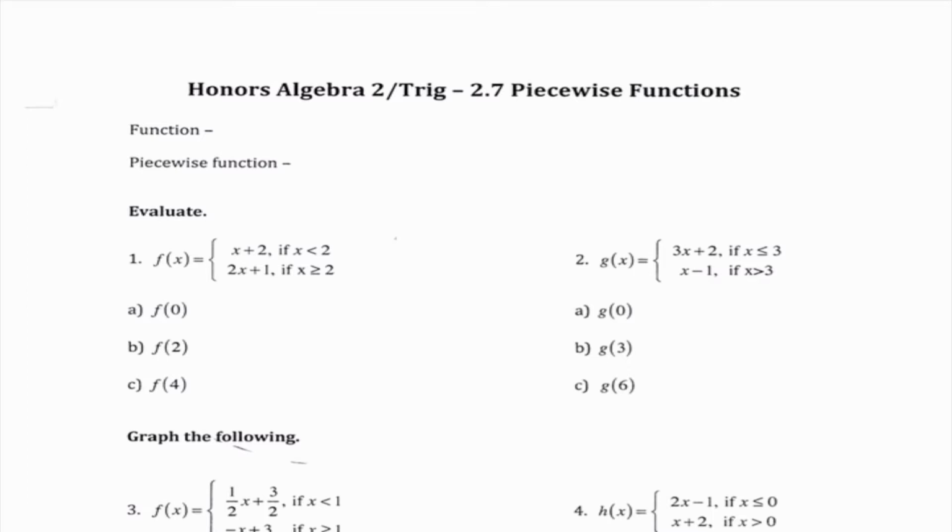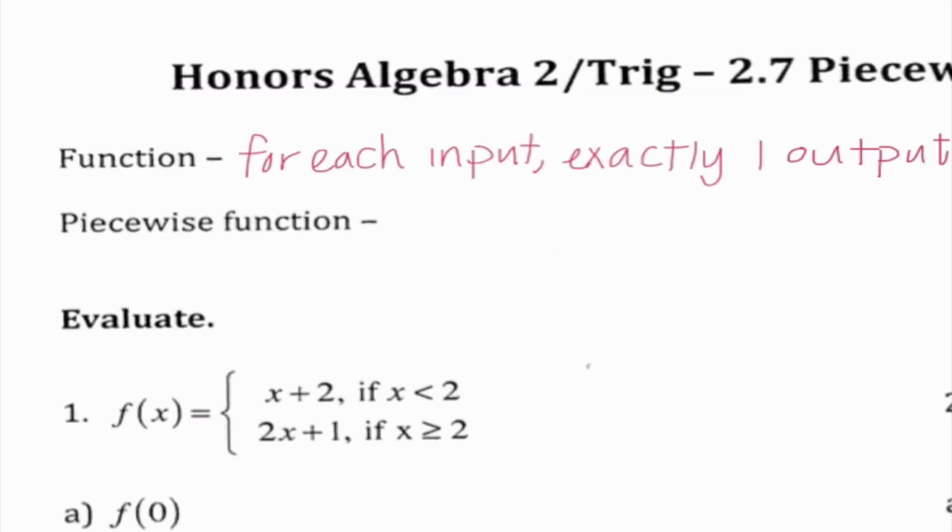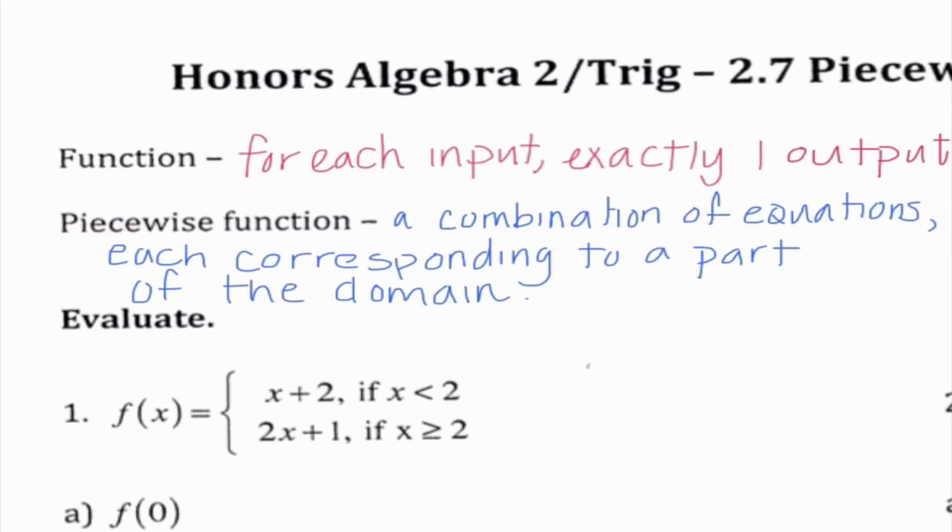I want to start by just reminding us what a function is. We know that a function means that for each input, there is exactly one output. Today, we're going to be talking about what we call a piecewise function. And just like it sounds, a piecewise function has different pieces to it. Our official definition of a piecewise function is a combination of equations, each corresponding to a part of the domain. We know domain means our x values, so that's why this is still a function, because each x value is still going to only have one y value.